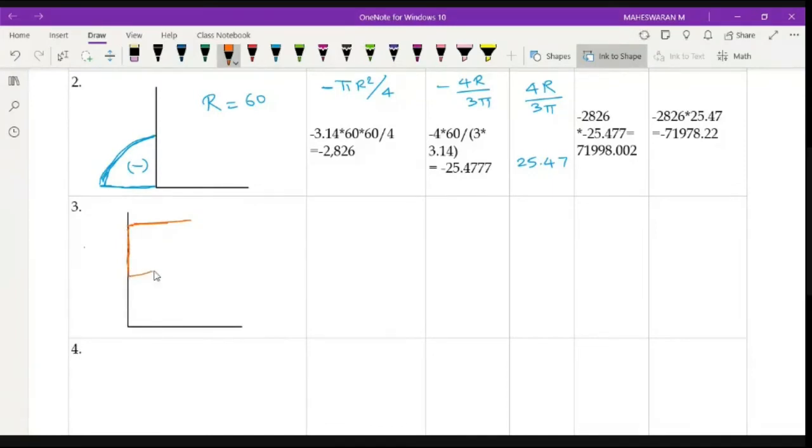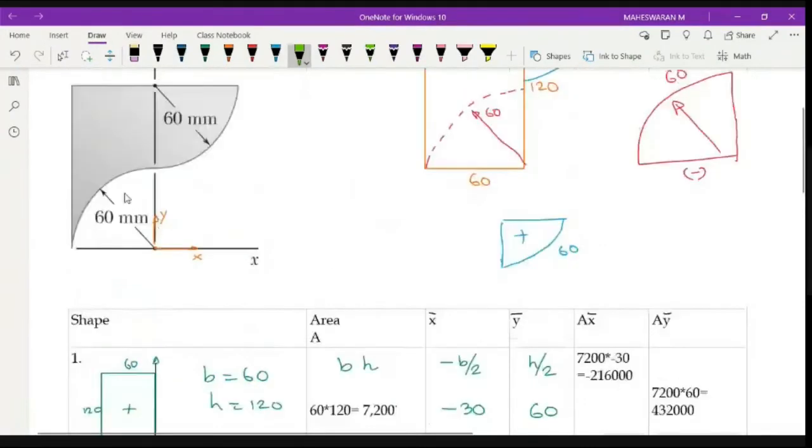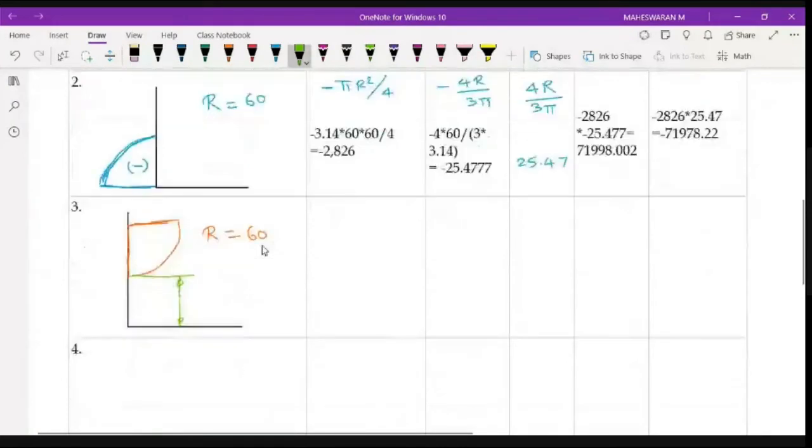We have this quarter circle. Okay, so you can see here, right? So this is my little bit of quarter circle. So whatever it is, the radius of this quarter circle R is 60, and you can see that this is having an offset distance, right, with respect to y. So it is having an offset distance, right? What is that offset distance? So it is 60, right? So it is 60.